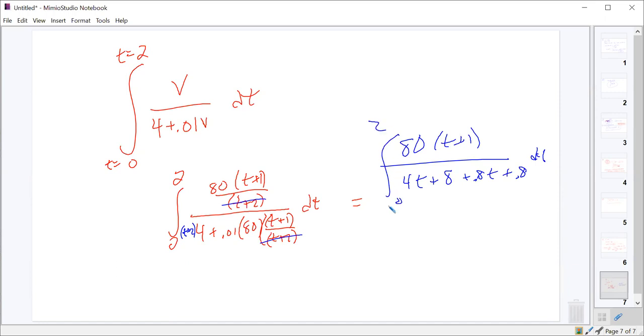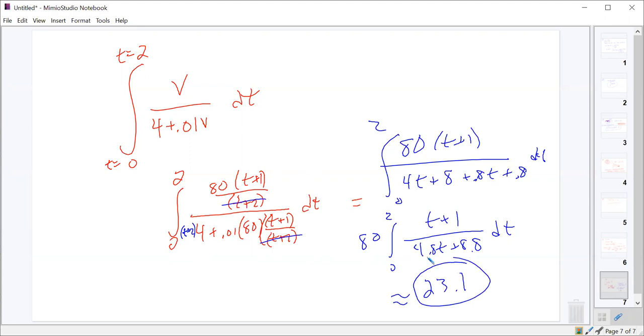So if you want to simplify that integral down a little bit more, you could take the 80 out of it if we wanted, and make this an integral from 0 to 2 of T plus 1 over 4.8 T plus 8.8. That's easier to type into your calculator at least. What does that come out to be? I got 23.1, which is answer choice C. Wonderful. Hopefully that's what it said the answer was.